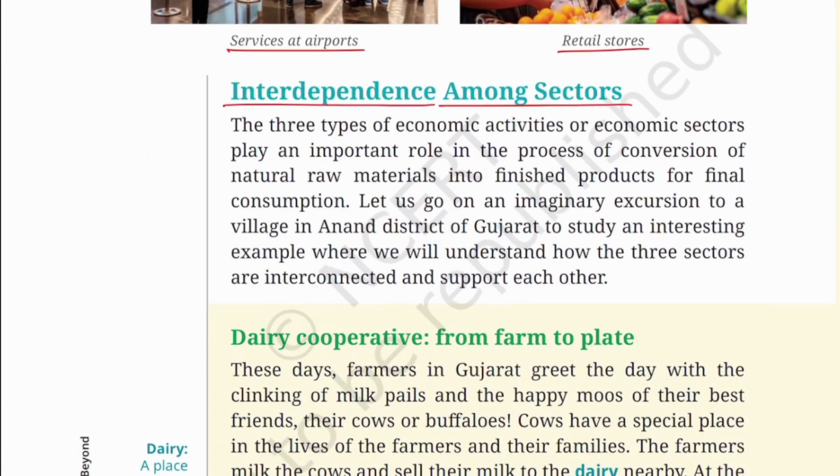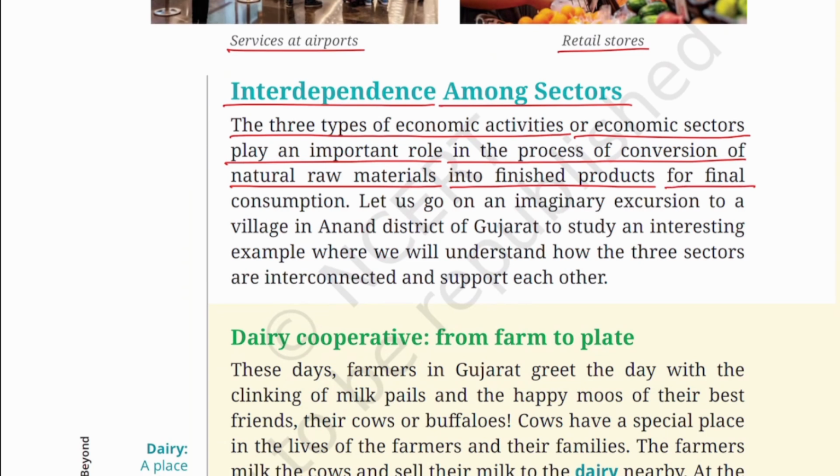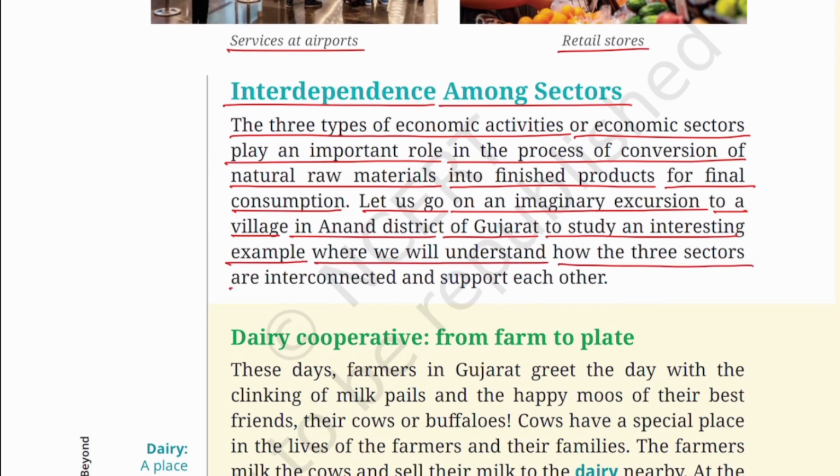Interdependence among sectors. The three types of economic activities or economic sectors play an important role in the process of conversion of natural raw materials into finished products for final consumption. Let us go on an imaginary excursion to a village in Anand district of Gujarat to study an interesting example where we will understand how the three sectors are interconnected and support each other.